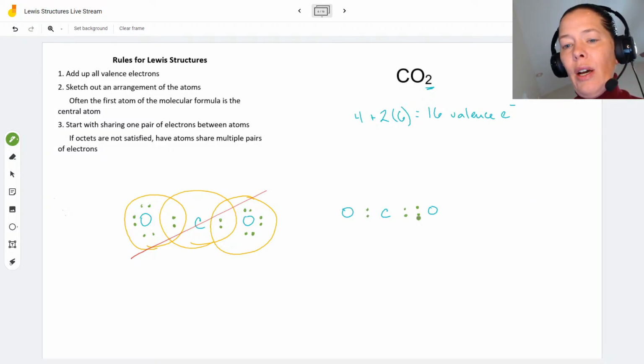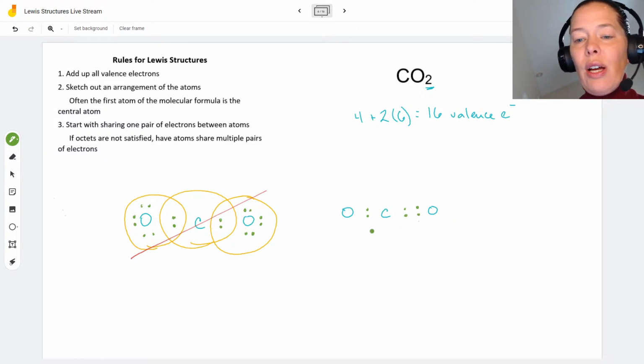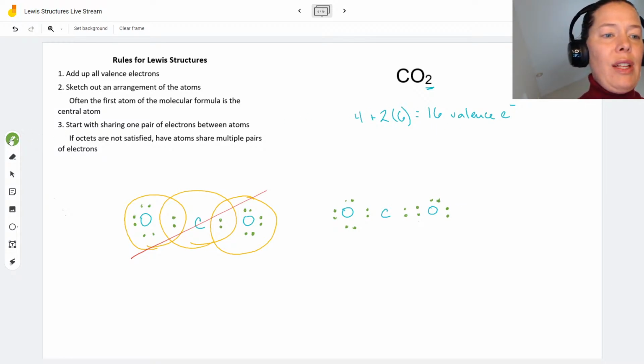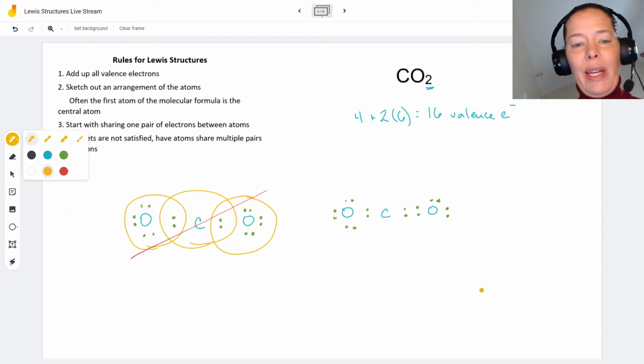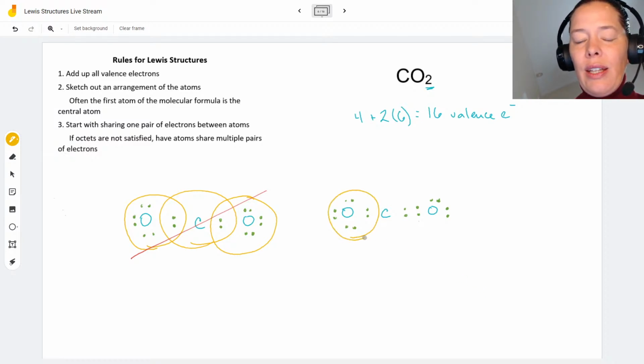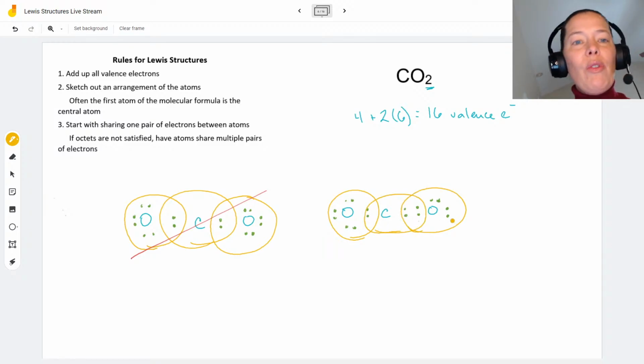So we'll give this carbon and oxygen, they're going to share 2 pairs, and we'll keep this one at a single bond. Okay, so I have used 6 electrons, 6, 8, 10, 12, 14, 16. I've used 16 valence electrons. Let's see if everybody's satisfied. This oxygen here is fine. Other oxygen is fine. And again, carbon, we've only got 6.